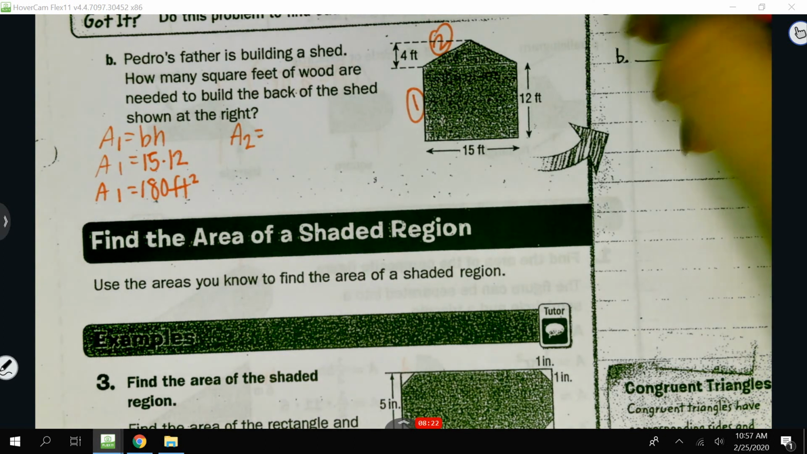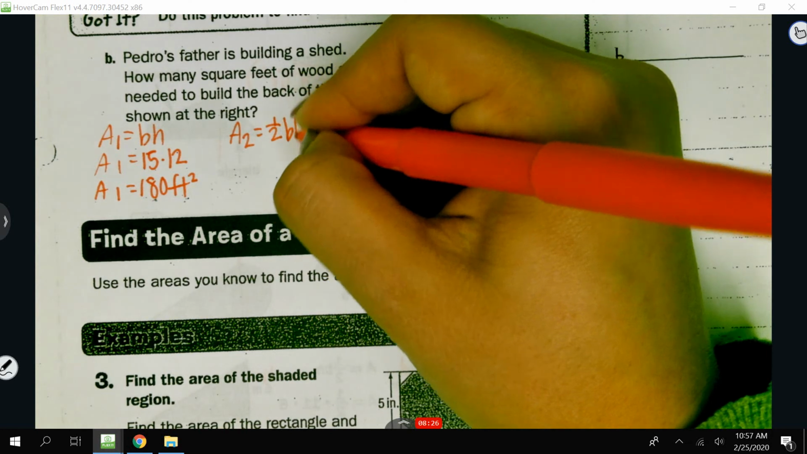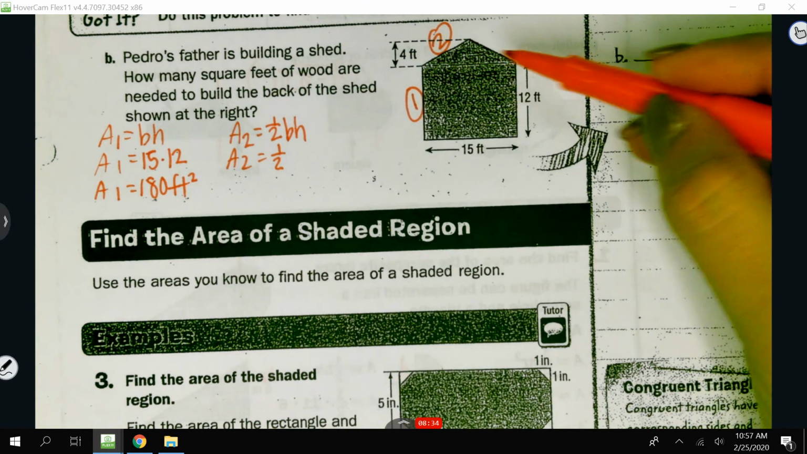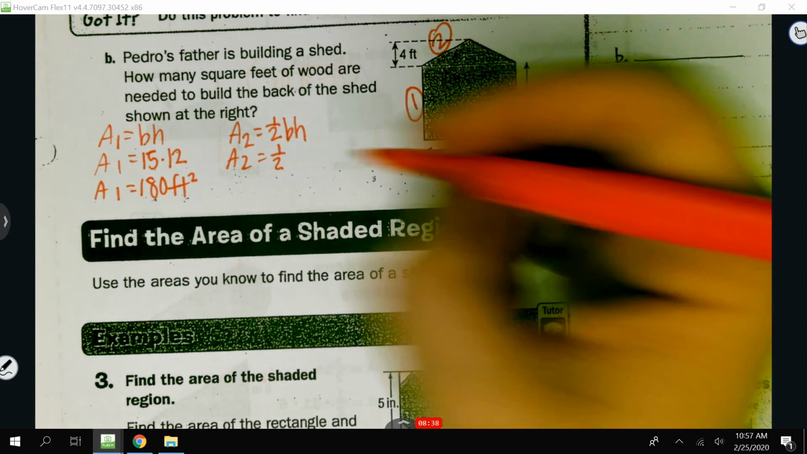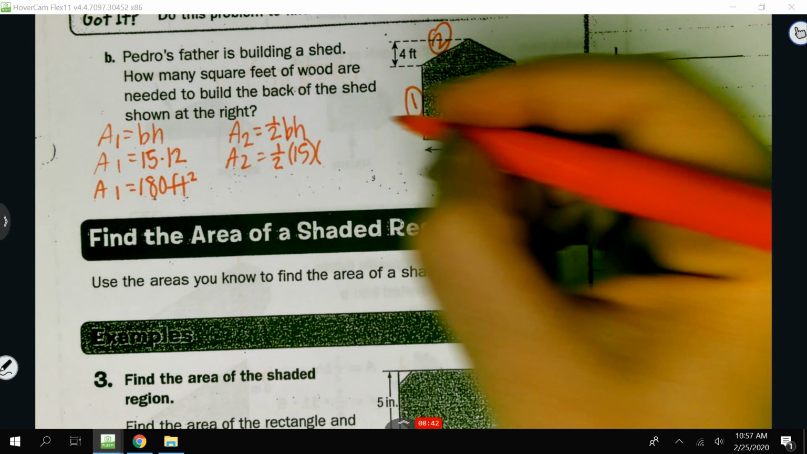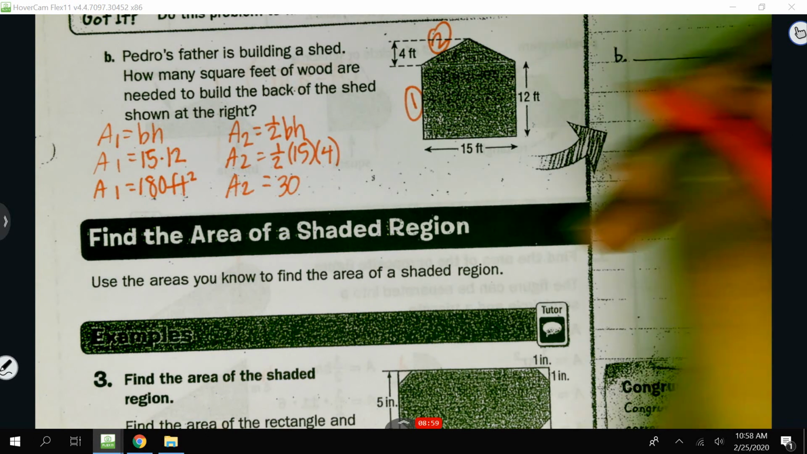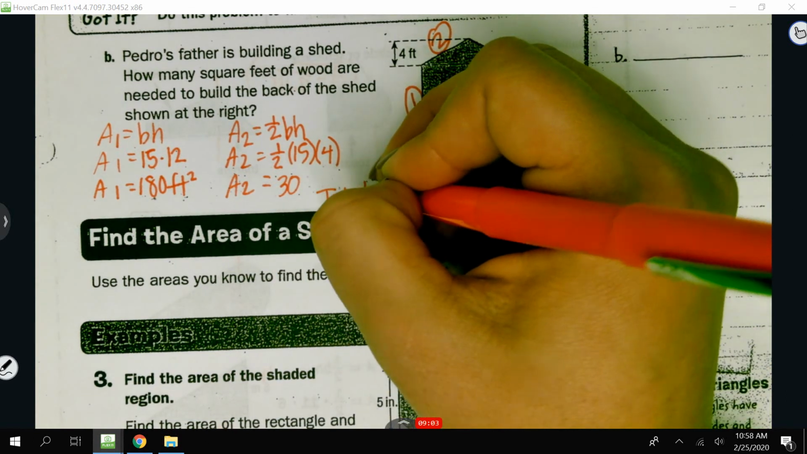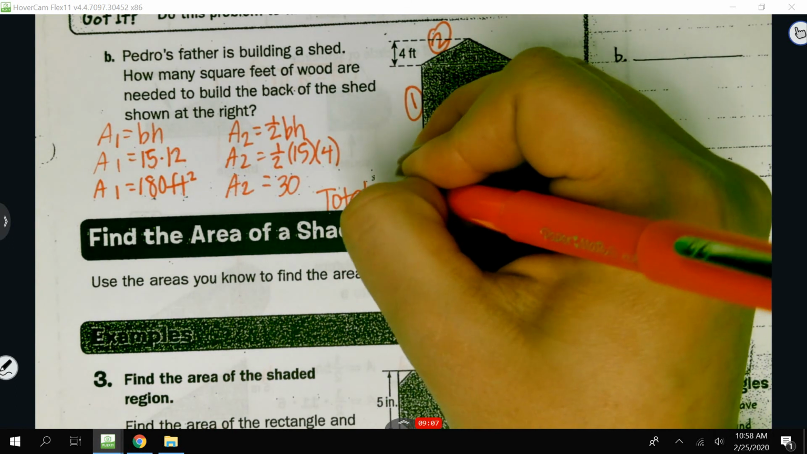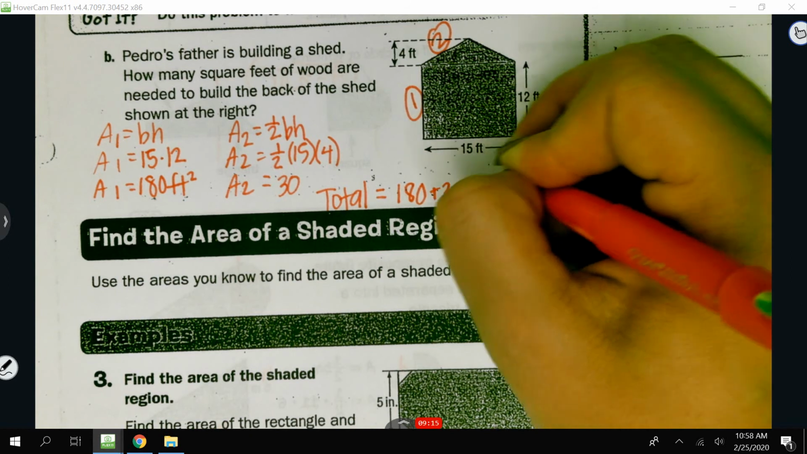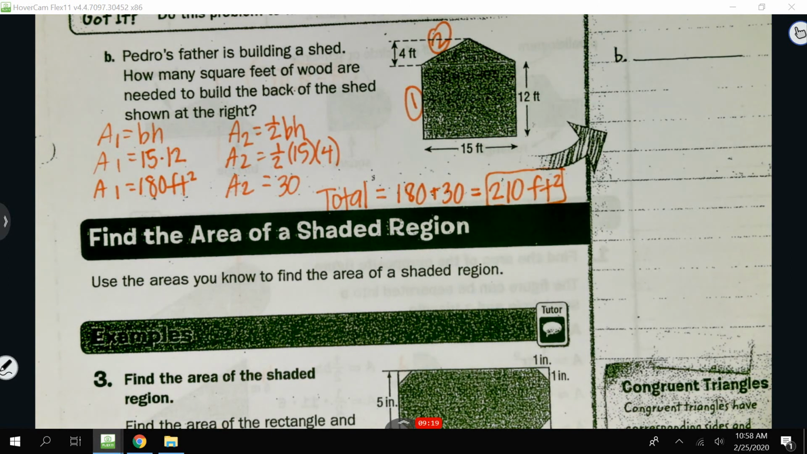And then I need to find the area of the triangle. So that formula would be 1/2 base times height, or base times height divided by 2. So what is going to be your base of that triangle? 15. If this is 15 down here, you know that that's 15 as well. And then what is that height? Good. 4. So then when you multiply all that together, what do you get? 30. So your total area of the whole shed, or the side, the back of the shed, is 180 plus 30, which is good, 210 square feet. Not too bad, right?